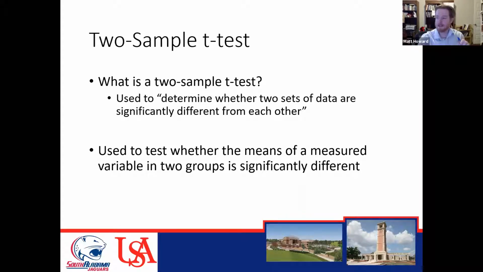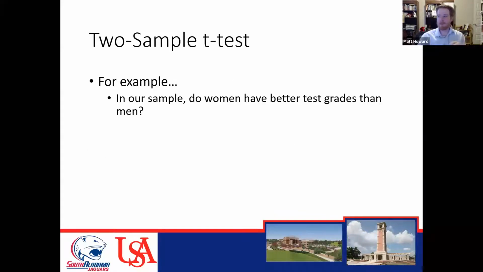Okay, so once again, a two-sample t-test is used to test whether the means of a measured variable in two groups is significantly different. Okay, so some examples. We might ask ourselves in our sample, do women have better test grades than men? We might collect test scores in a class. Let's say in our class we have 60 students, 30 women and 30 men. We could test by a two-sample t-test whether women scored significantly better than men on the test that we gave to our class of 60 students with 30 men and 30 women.